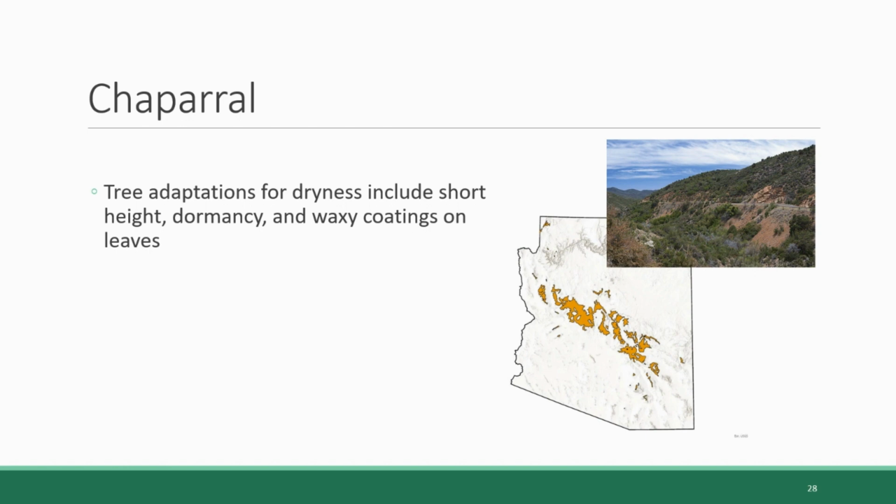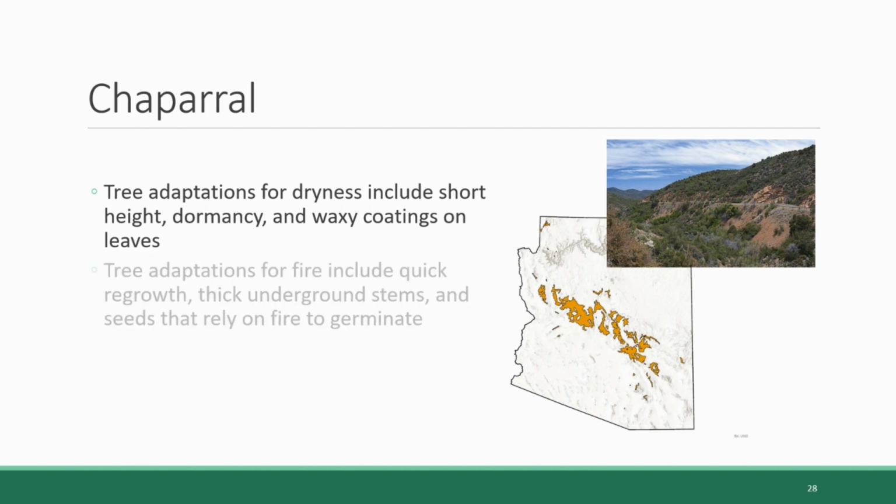And some plants also have a waxy coating on their leaves that prevents water loss from transpiration, which, remember, transpiration is the evaporation of water out of plant leaves. And then plants that grow in chaparral regions also exhibit quick regrowth after fires. They have thick underground stems that can survive exposure to a fire. And some trees even have seeds that rely on fire to germinate. They actually have to go through a burn in order to be able to sprout.